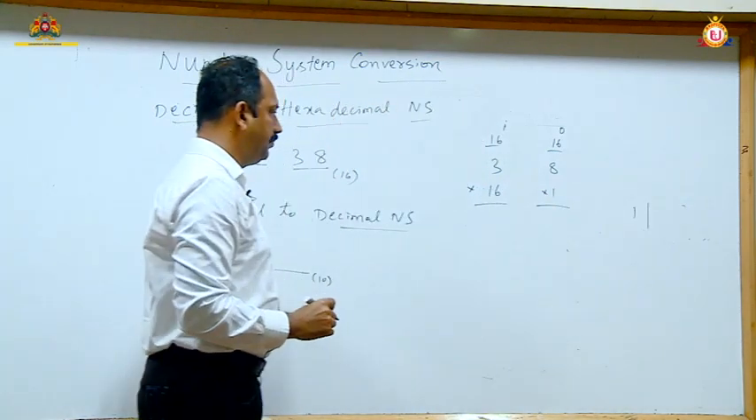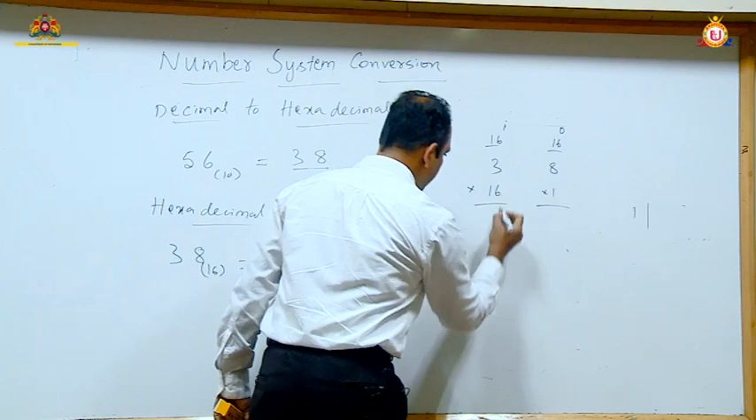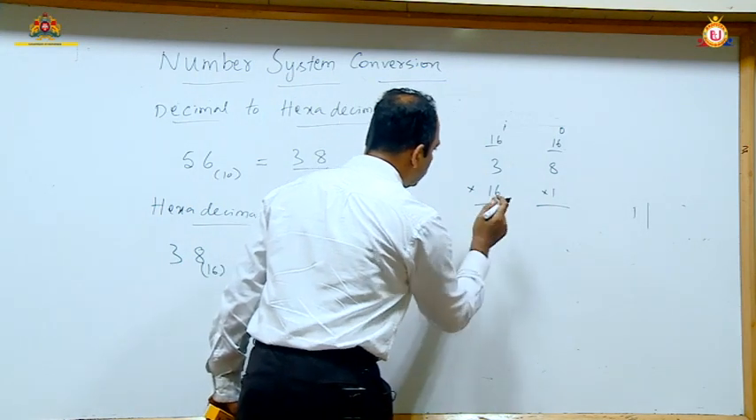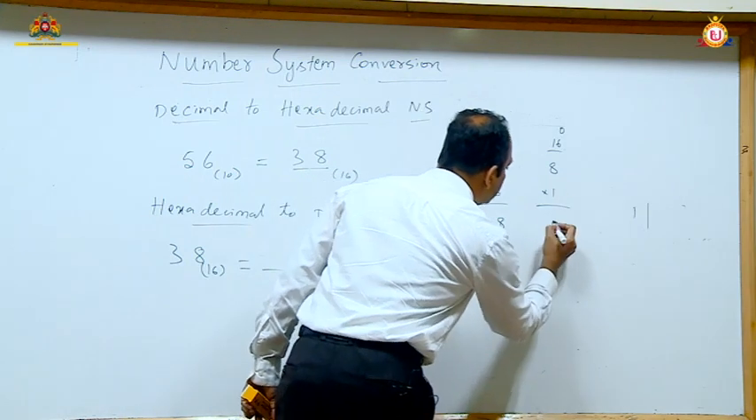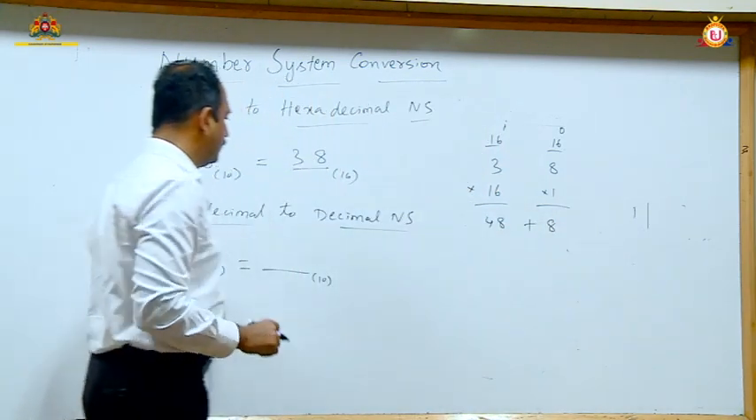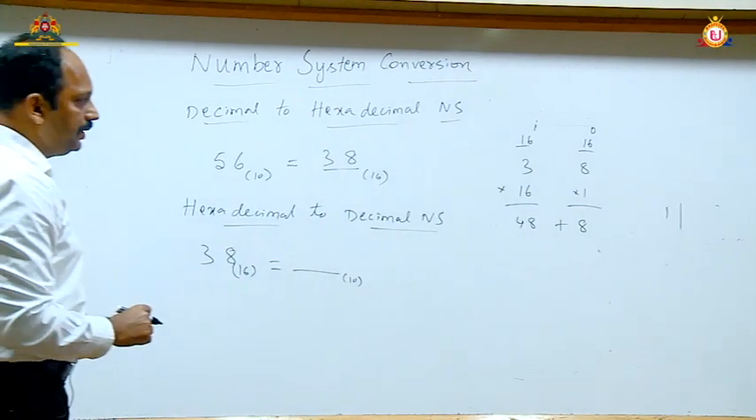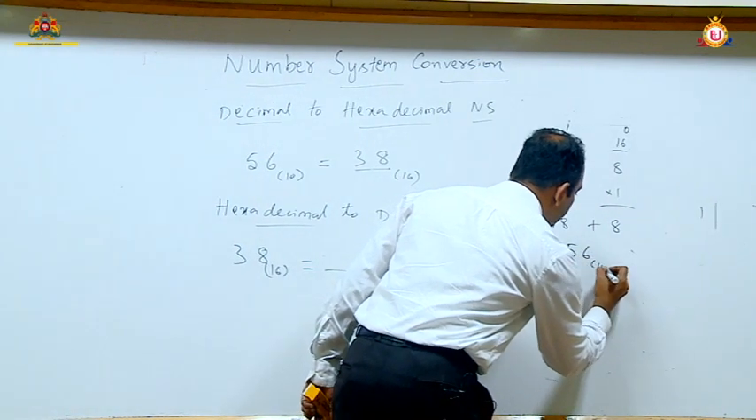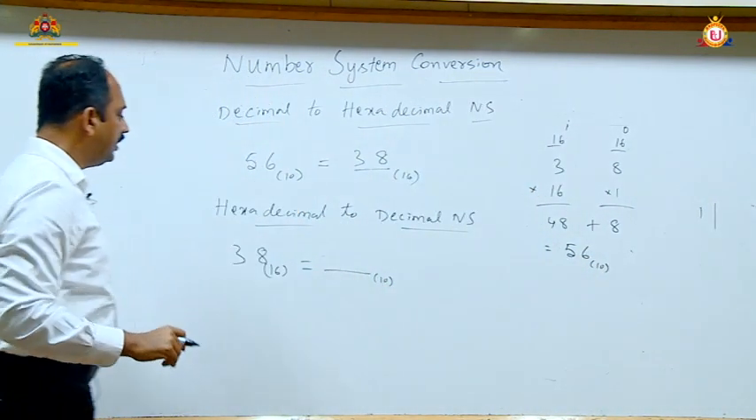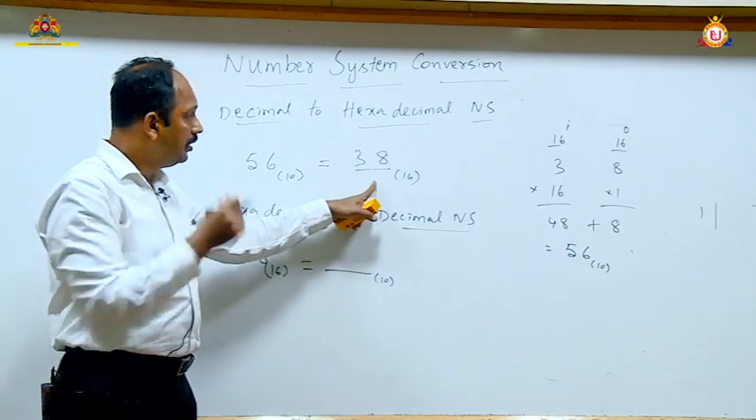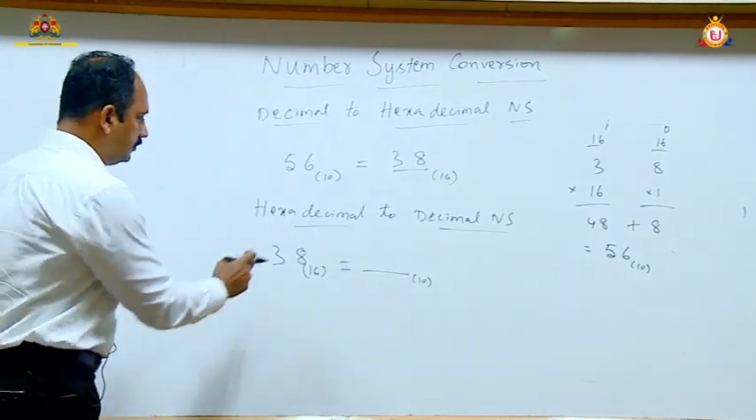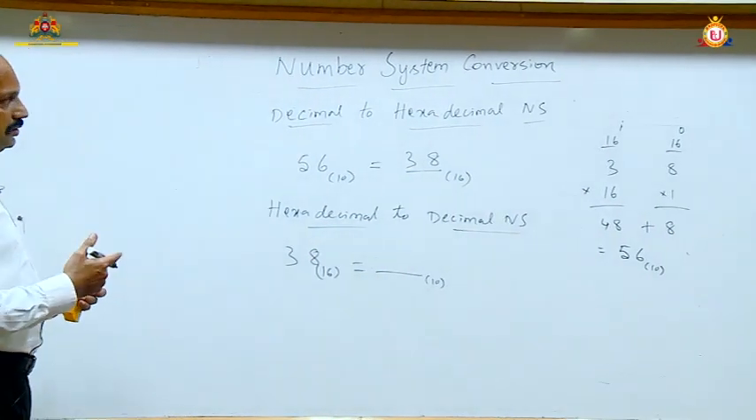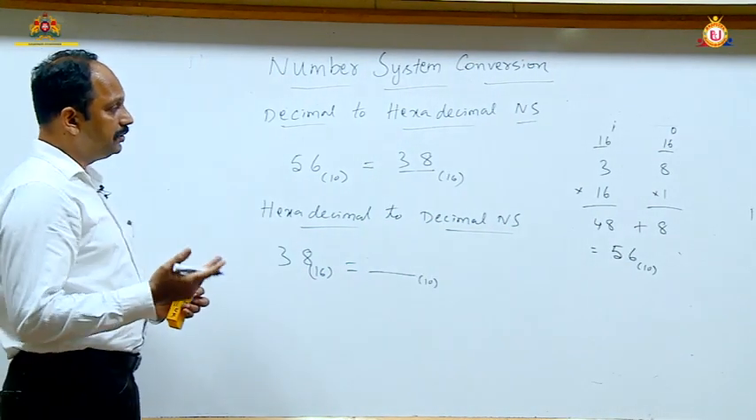So let us multiply this. 6 3s are 18, 1 is carry. 3 1s are 3 and 4, and this becomes 48. Then 8. If we add these two, 48 plus 8, the final answer we get is 56. This 56 is the decimal equivalent for the hexadecimal 38. This is how the conversion from decimal to hexadecimal and hexadecimal to decimal takes place.